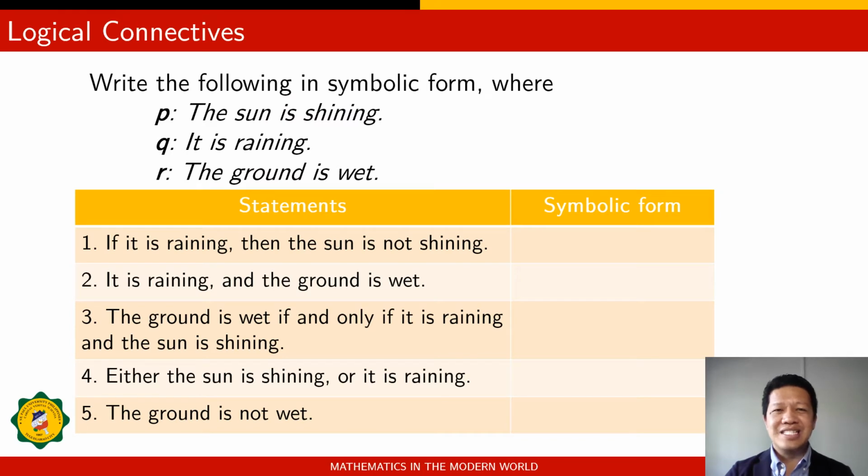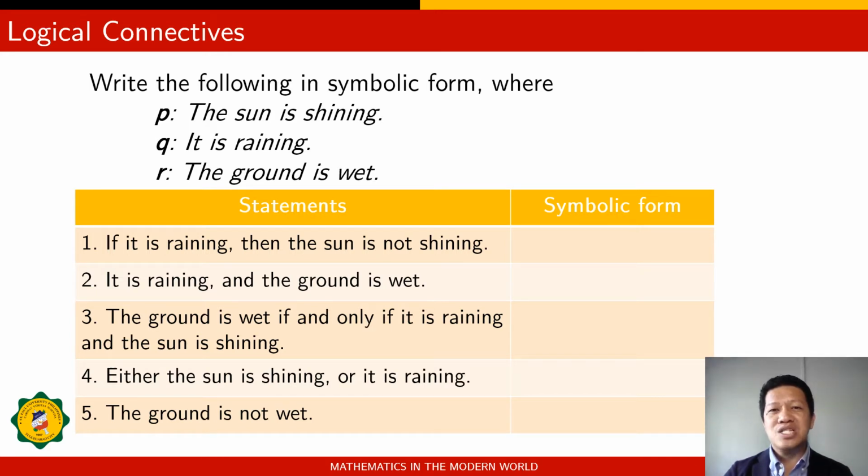Let us now discuss how to translate statements into symbolic form. Let's have the example. Write the following in symbolic form where P is the statement the sun is shining, Q is the statement it is raining, and R is the statement the ground is wet. If you still remember, our statements in logic can be denoted by lowercase letters. So here are the given statements and we're going to express them into symbols.